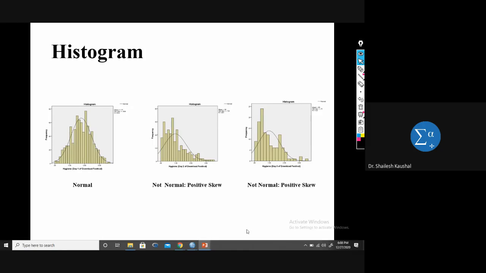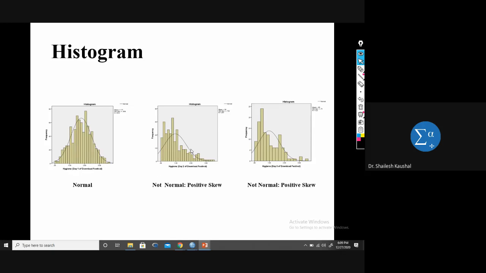And then the normality, day 1, here you can see the first graph on the left hand side. Here day 1 means the data is more or less normally distributed. Here we superimpose a normal curve, it is bell shaped. Bell shaped means ghanti ki shape mein you can see. So it is the normal data.